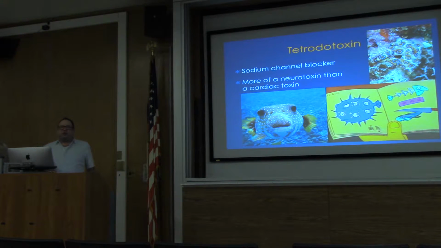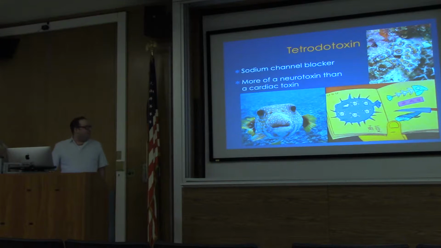There are some other sodium channel blockers out there that I'm going to mention. A lot of them are more neurotoxic than they are cardiotoxic. Tetrodotoxin is one that is in a lot of media, talking about fugu, the pufferfish, sushi, and they are sodium channel blockers, but they're mostly neuronal sodium channel blockers more than in the cardiac myocyte.